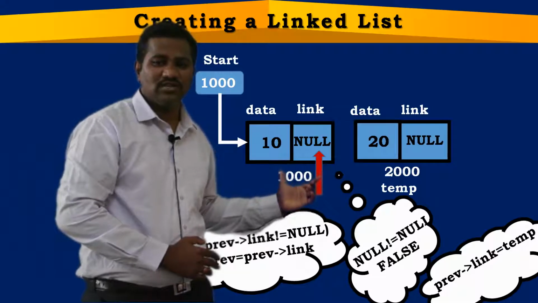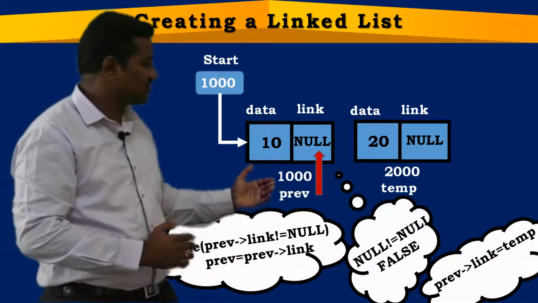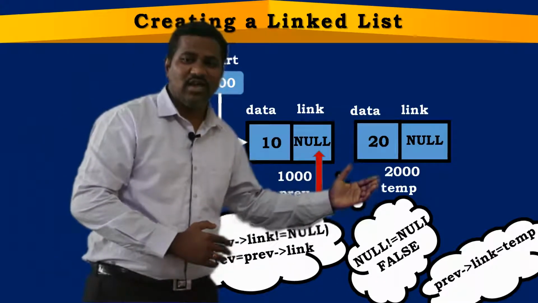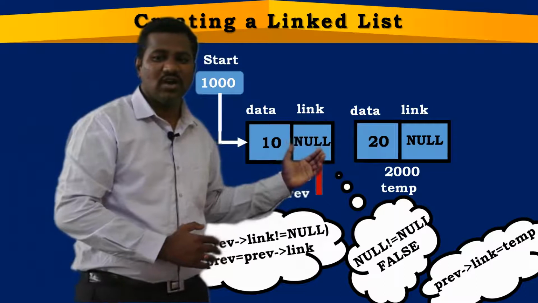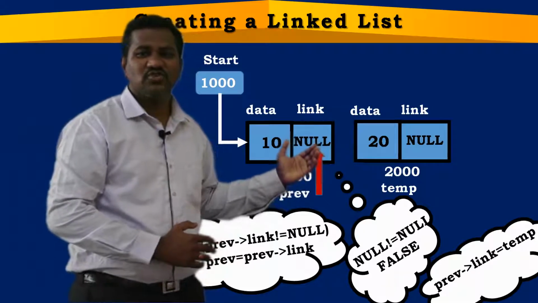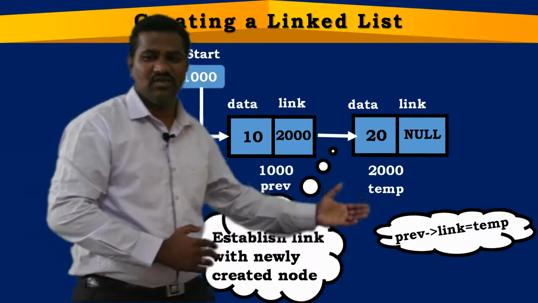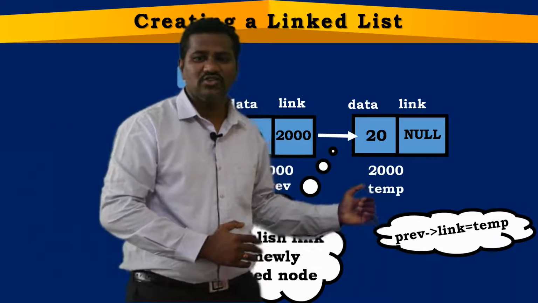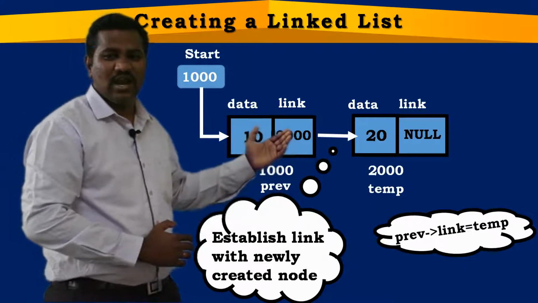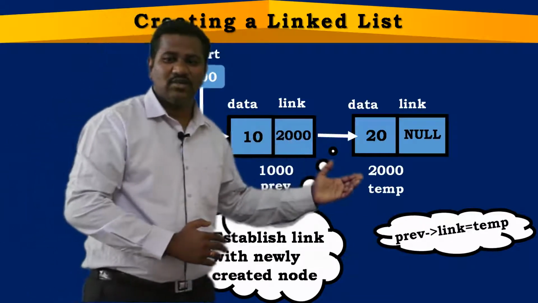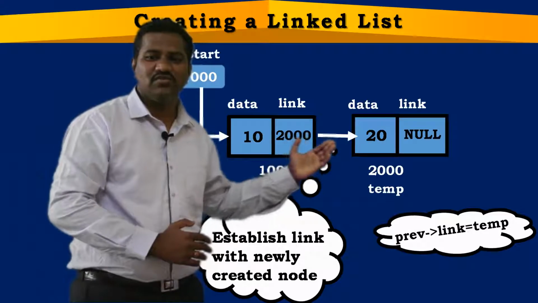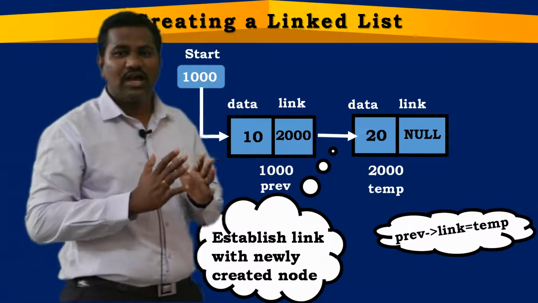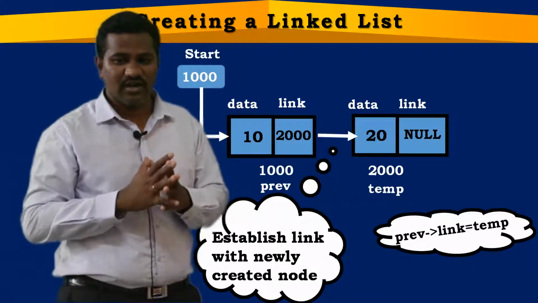After stopping the process here, we need to store the address of the newly created node, which is stored in temp, in the link part of previous. That means previous arrow link should contain temp. That is 2000. So that link will be established between these 2 nodes. This is how the second node has been created.